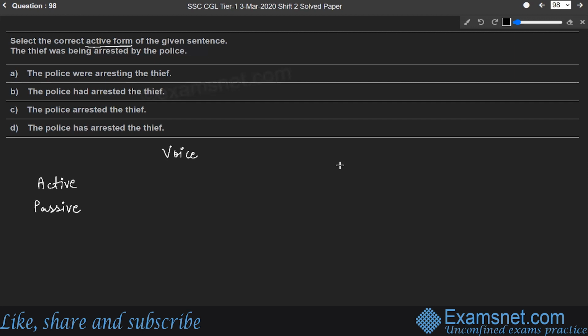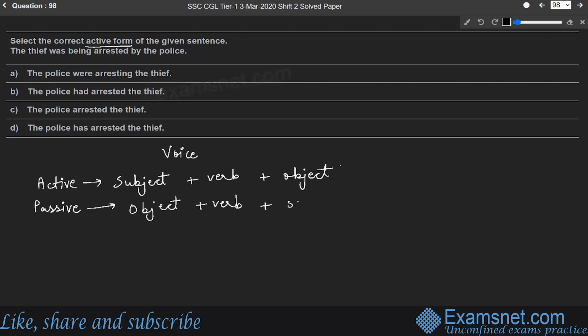So in simple words, active voice simply tells us what a person or thing does. And in active voice, the subject performs the action on the object. So the format for active voice is subject plus verb plus object. Now comes the passive voice. Passive voice is a voice that tells us what is done to someone or something. And here the subject is being acted upon. So the format to write a sentence in passive voice is object plus verb plus subject. All right, let us take a very easy example to understand it. The sentence for active voice is: I play cricket. If we want to change it into passive voice, it will be: cricket is played by me.